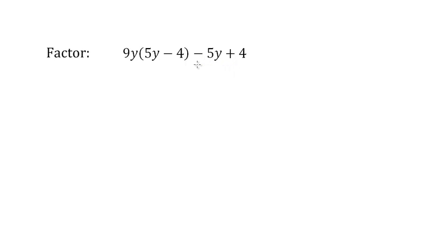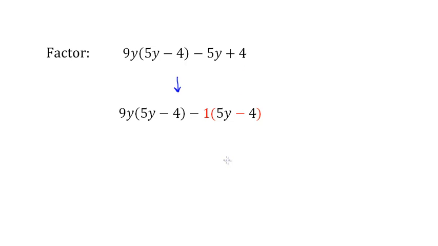In other words, if we factored out a negative 1, we could make these two quantities identical. Watch. The original expression, 9y times the quantity 5y minus 4, minus 5y plus 4, is the same thing as the following: 9y times the quantity 5y minus 4, minus 1 times the quantity 5y minus 4. Notice the negative 1 times 5y gives me negative 5y, and the negative 1 times negative 4 gives me plus 4.